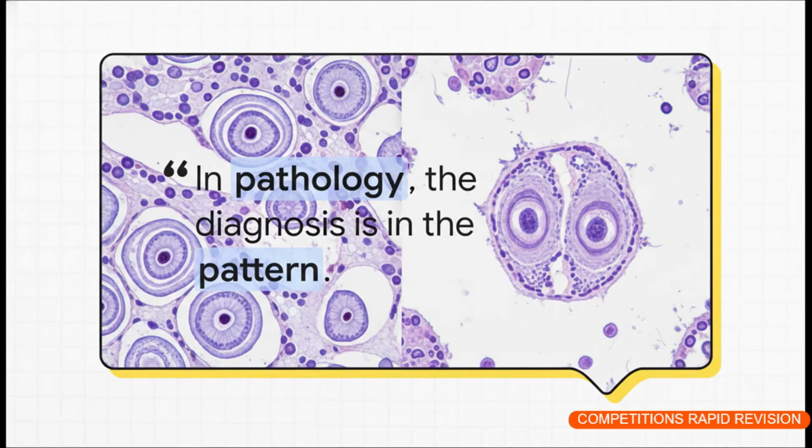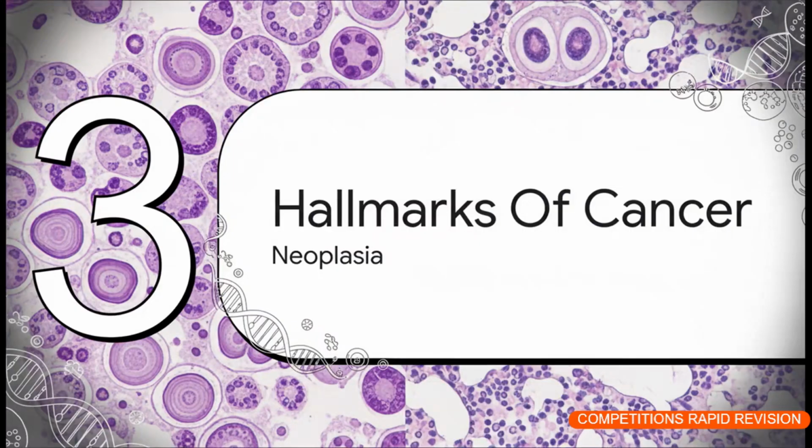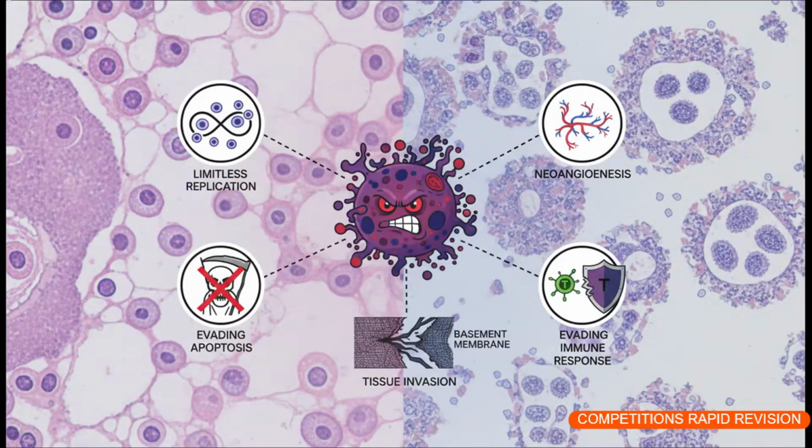If you do that, answering clinical vignettes becomes almost second nature. Keeping that pattern recognition front of mind, let's transition to what is arguably the most heavily tested chapter in your exams, Section 3, Neoplasia, and the hallmarks of cancer. So what actually makes a cancer cell so dangerous?